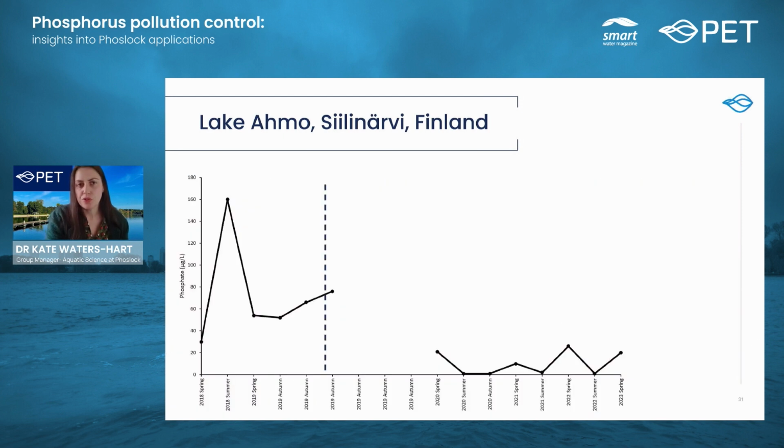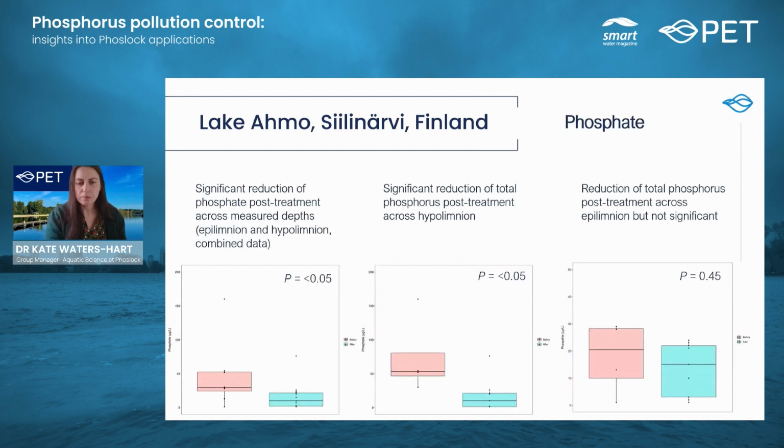So there's not as much phosphate data for this lake, but you can see since application, the concentrations again for particularly spring and summer are significantly lower since treatment. And again, when we look at the statistics, it shows that, again, looking through the water column, we can see significant reduction as well as the hypolimnion.